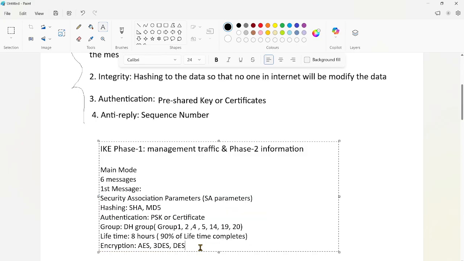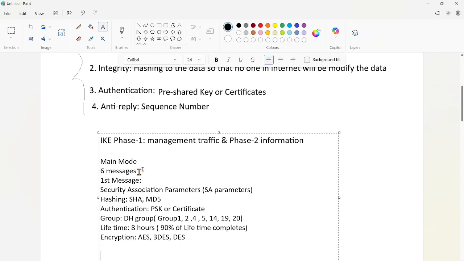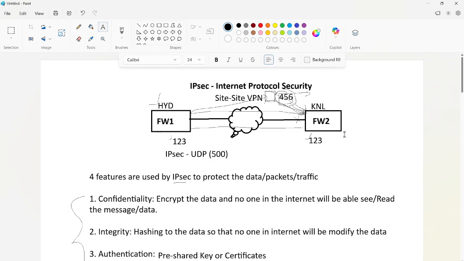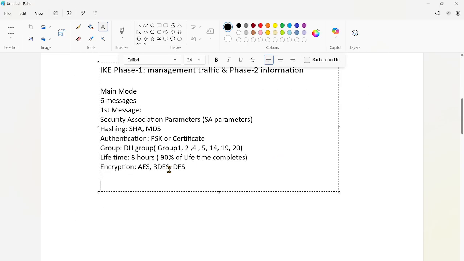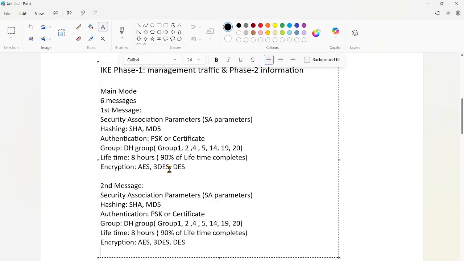In the same way, once the first message is received on firewall 2, firewall 2 will also generate a message, which we will call the second message in the main mode. It is from firewall 2, which is the Chennai branch firewall. It also contains the same parameters.